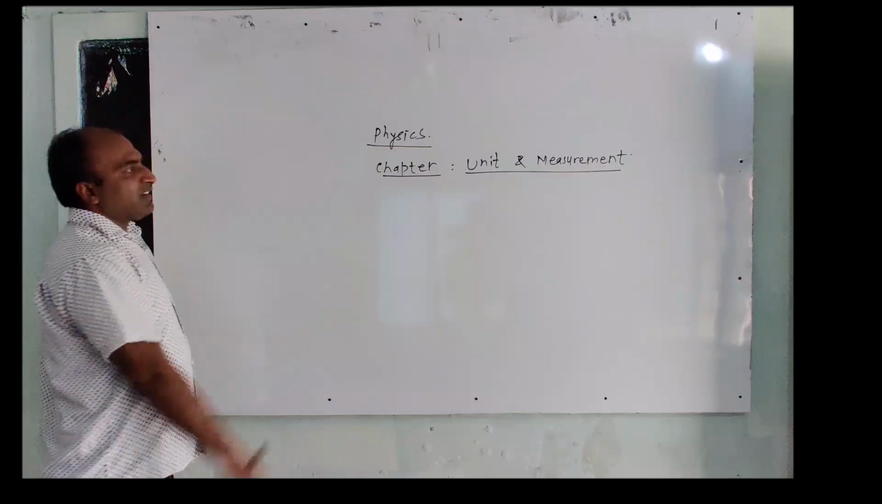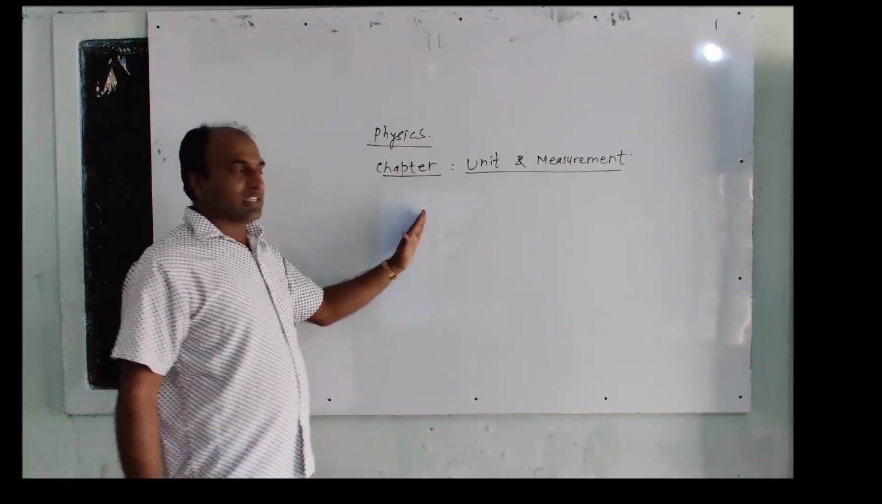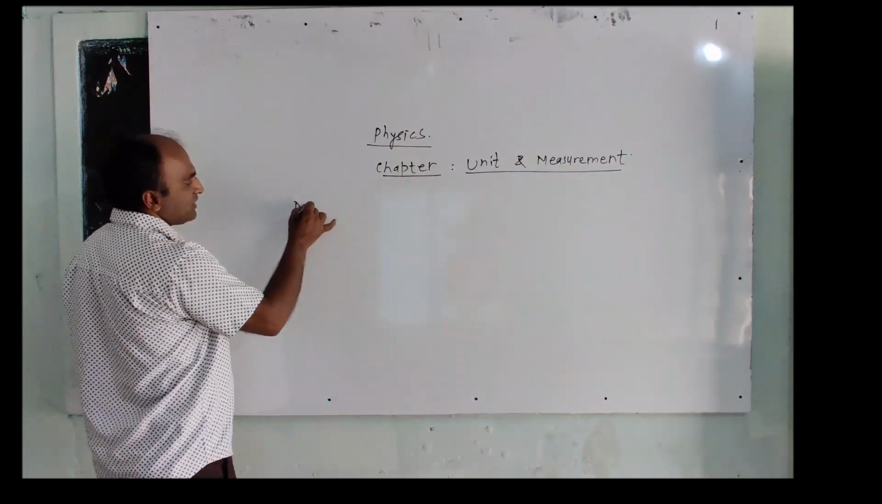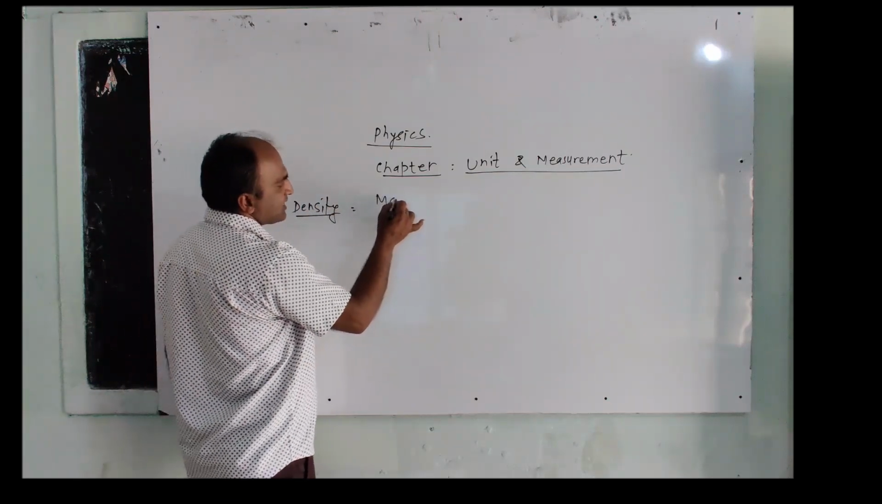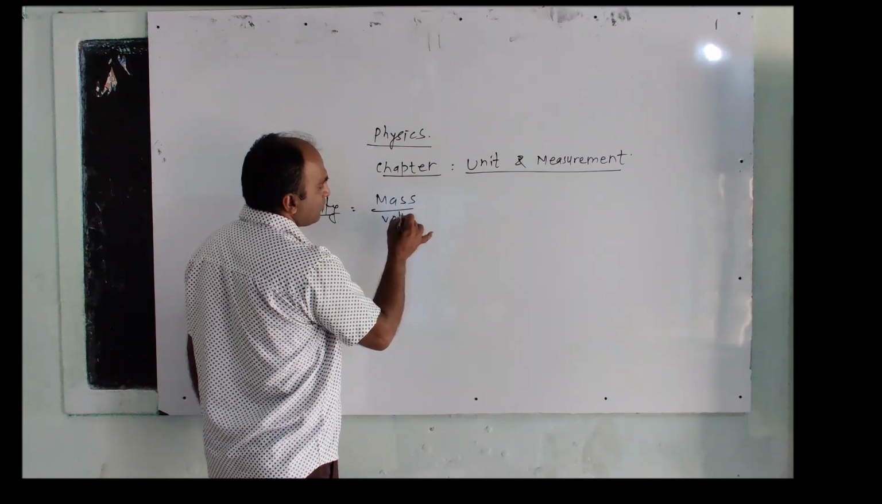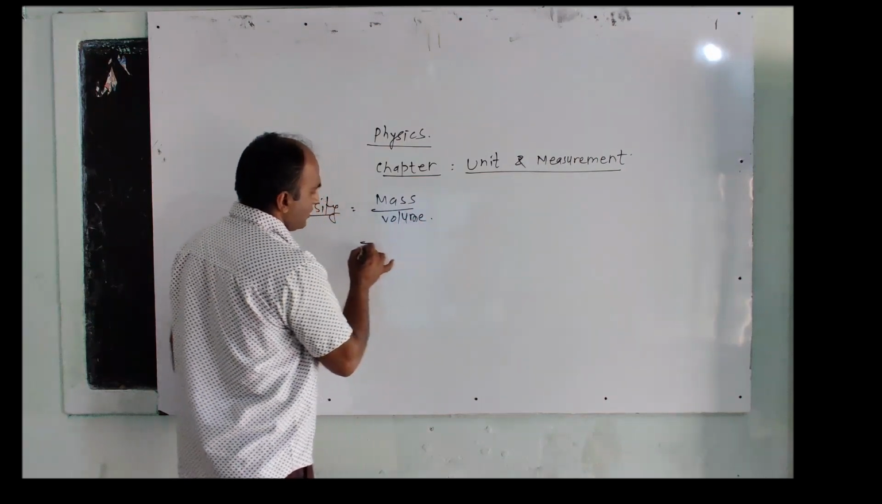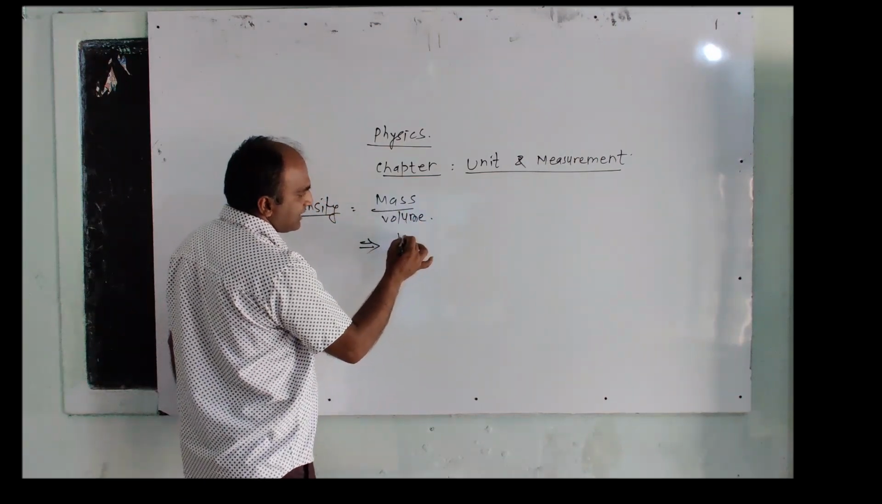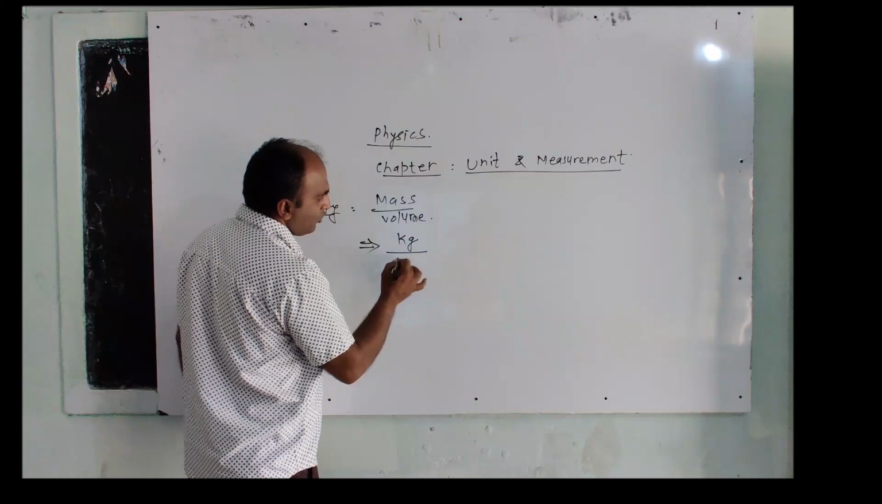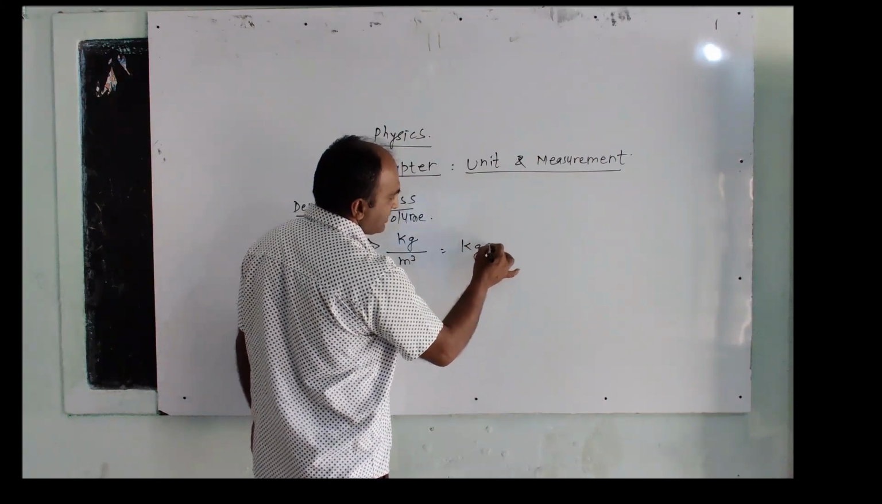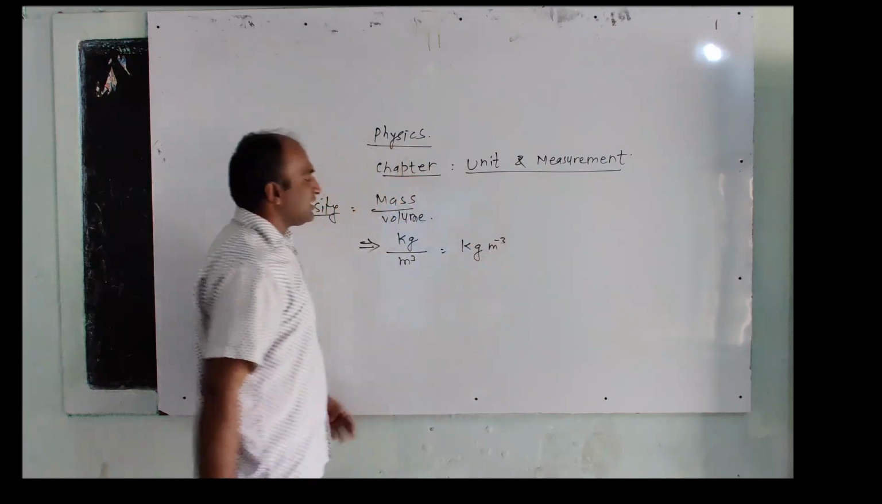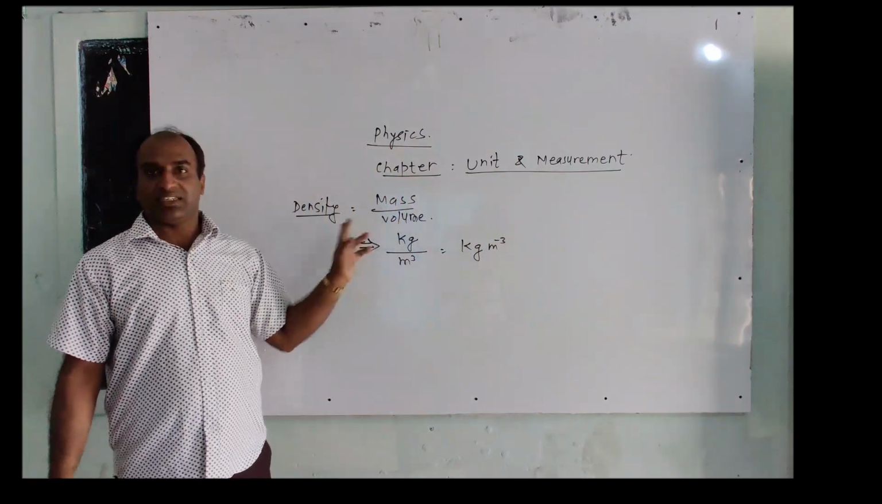Then all the physical quantities must have their units. Just like suppose we express density. Then what is density? As you know, density equals mass by volume. Adding their units, mass is expressed in kilogram, volume in cubic meter in SI system. So we can write here kg per cubic meter. This is the SI unit of density.